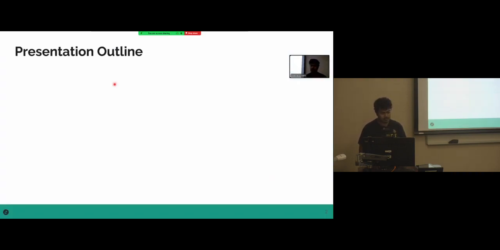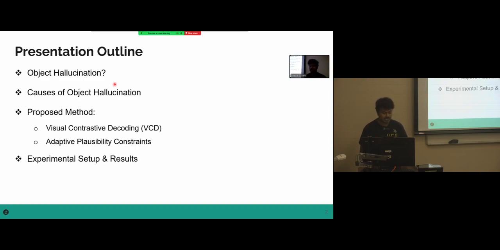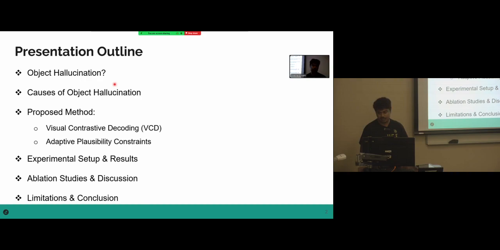This is how we're going to present today. First of all, we'll quickly discuss what is object hallucination. Then we'll move on to what are the primary causes of object hallucination. We'll quickly move on to the proposed method, which is visual contrastive decoding, also known as VCD, and then an improvement upon it with adaptive plausibility constraints. Later on, my teammate will explain the experimental setup and results, ablation studies with discussions, and also limitations and conclusion.